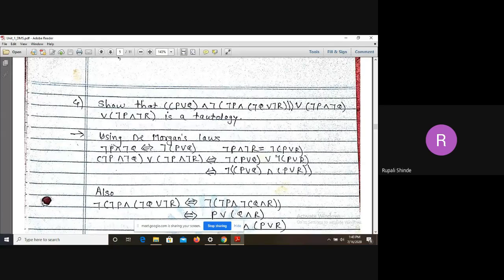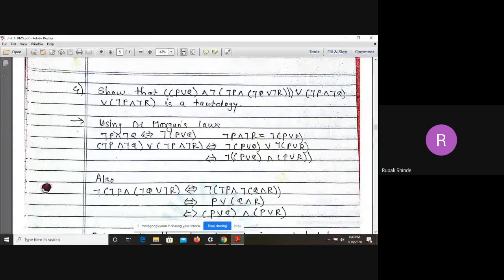If you are going to take this negation outside the bracket, then the negation of this 'and' becomes 'or'. So negation of P or Q. Likewise, negation P and negation R is equivalent to negation of P or R. Okay. So again, negation P and negation Q, or negation P and negation R. From these two brackets, we can take negation outside.